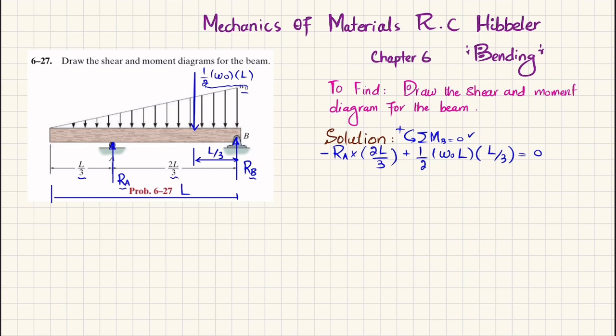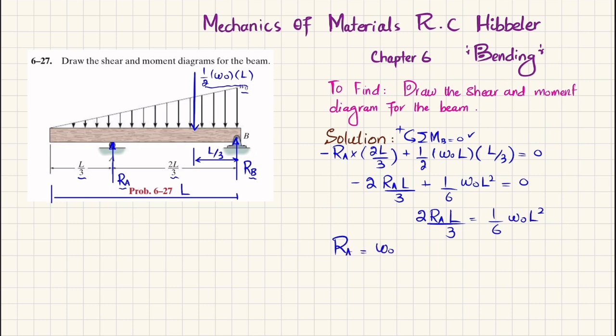From here we will get minus 2 RA L divided by 3 plus 1/6 W0 L square is equal to 0. So you will get 2 RA L by 3 is equal to 1/6 W0 L square, and when you calculate, RA will be equal to W0 L over 4. So this is the value of RA.